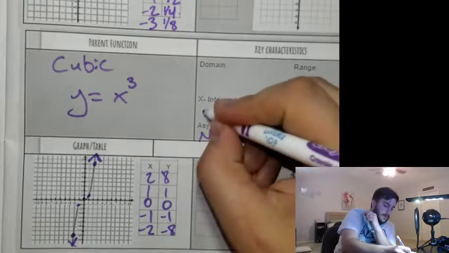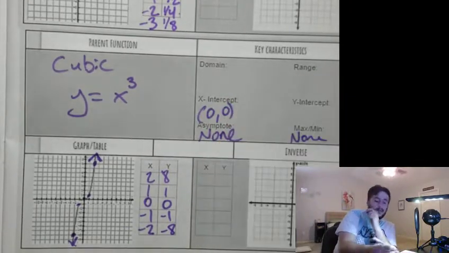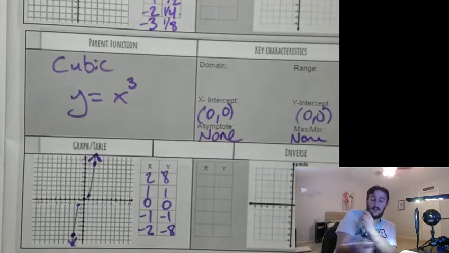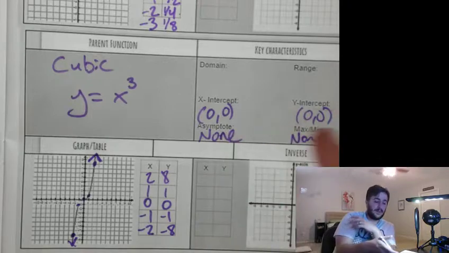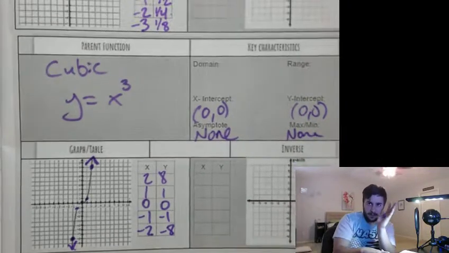X and y intercept. I'm glad you asked. It's the origin again, (0, 0). We cross through (0, 0), so it's going to be both.